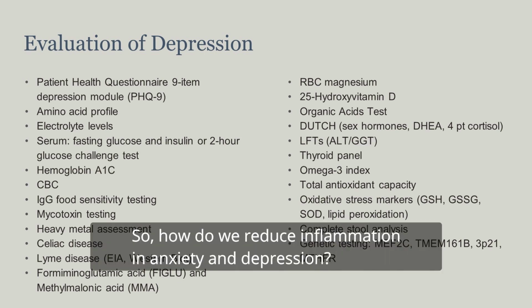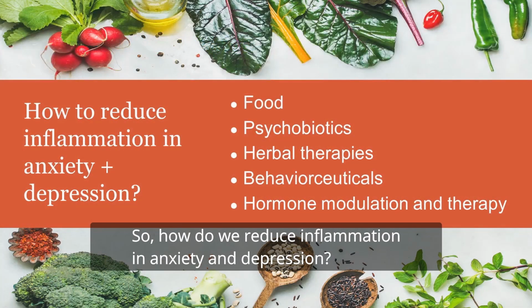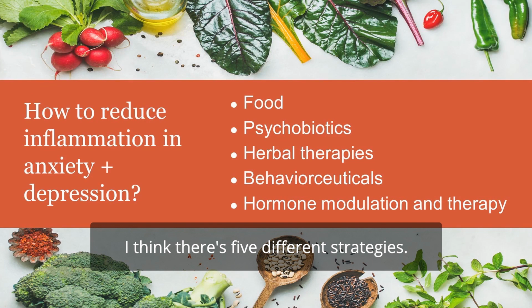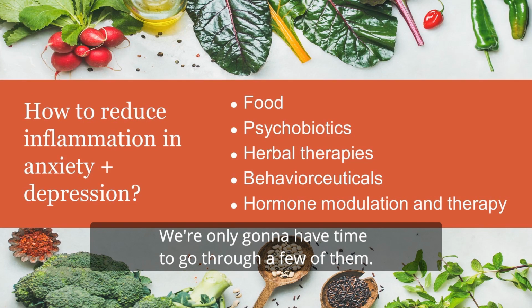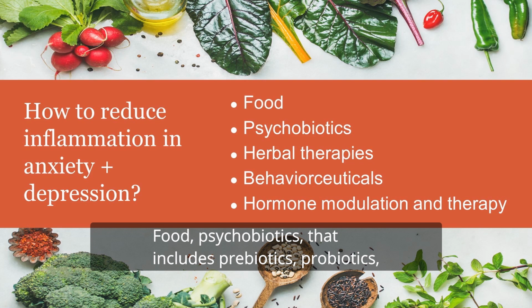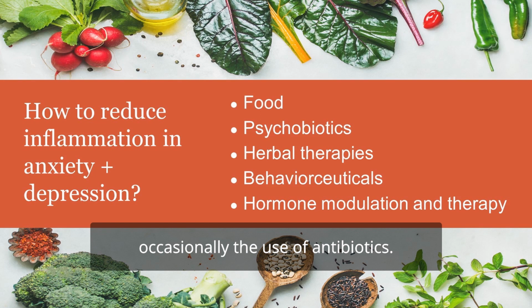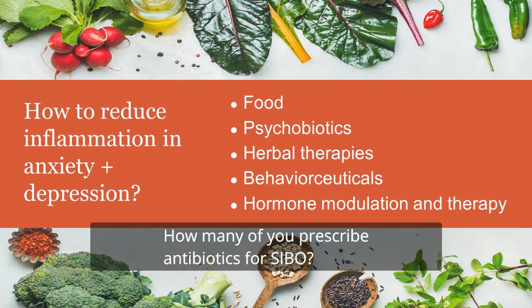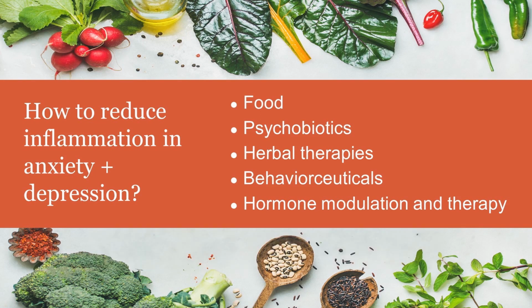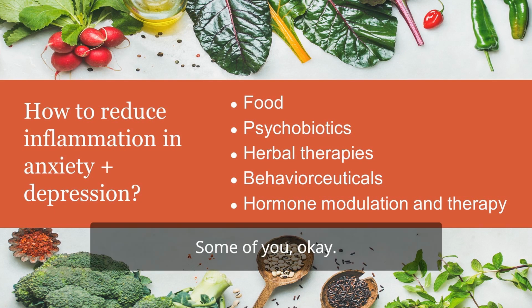So how do we reduce inflammation in anxiety and depression? I think there's 5 different strategies. We're only going to have time to go through a few of them. Food, psychobiotics. That includes prebiotics, probiotics, occasionally the use of antibiotics. How many of you prescribe antibiotics for SIBO? Some of you. Okay. One of you.